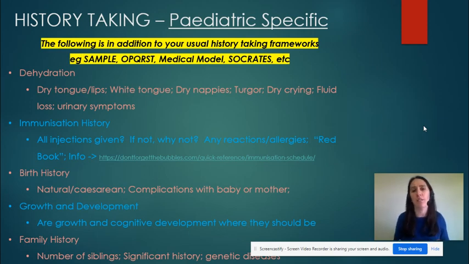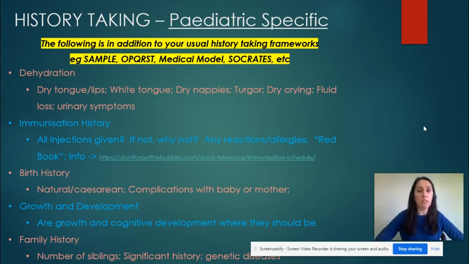In addition to that, these bits and bobs that I've put down there are what's extra. You need to know these. You need to ask the patient these in pediatric assessment. So first of all, dehydration. I'm suffering currently, but I've run out of juice, water.